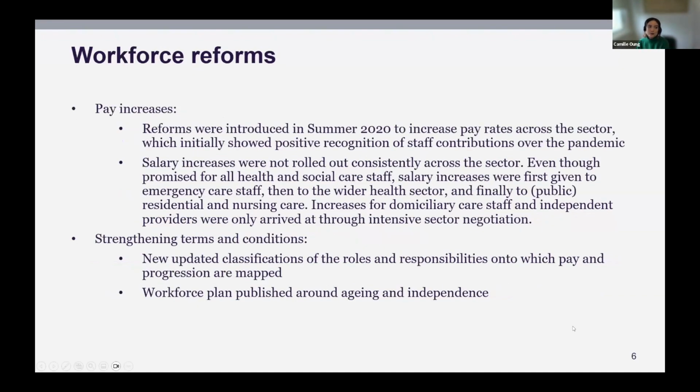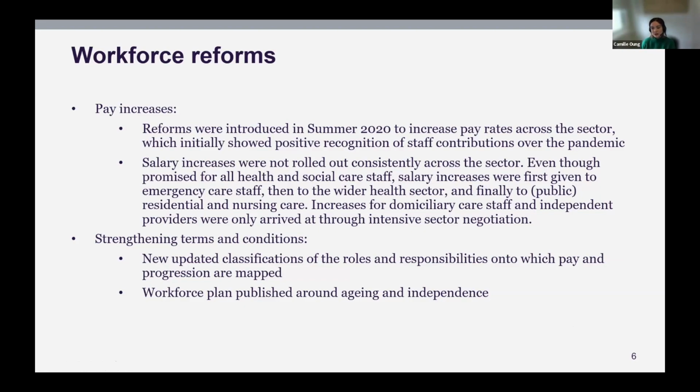And then secondly, I thought I'd focus on workforce reforms. I think a lot of countries that are in similar situations to France, England, for instance, have really experienced challenges with recruiting and retaining their workforce. And I think the workforce has traditionally been under-recognised. So there's been a lot of work done, as I said, to improve that. The reforms that I discussed earlier on that were introduced in summer 2020 were initially quite positive. They were really well received in terms of recognising and giving that value to people who work in care.